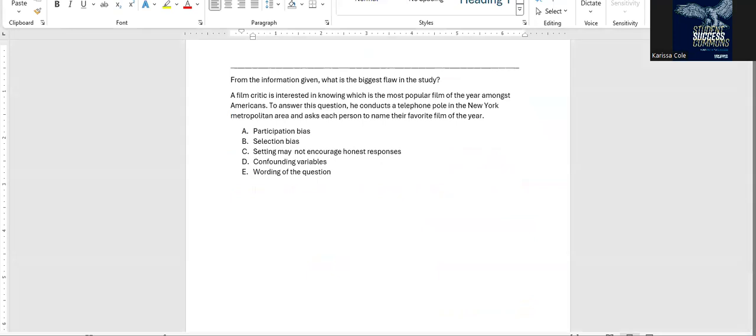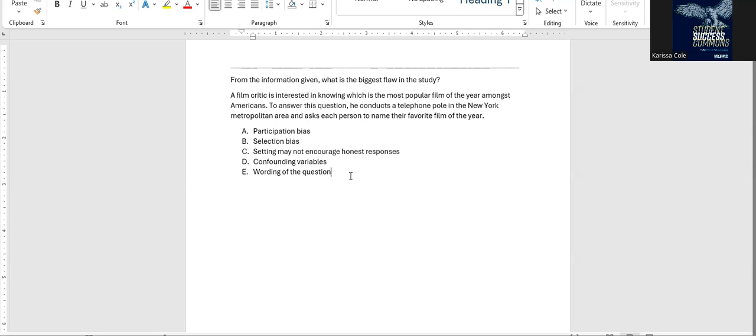Actually, before we do that, let me just touch on what C, D, and E are. So option C was the setting may not encourage honest responses. So if someone was conducting a survey about something a little more personal, like drug use or relationship activities, and they were doing it in a police station or the principal's office, somebody might not feel very comfortable in that setting talking about things honestly. So that would be an example of the setting not being good for honest responses.